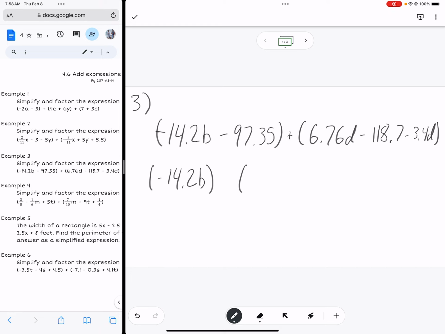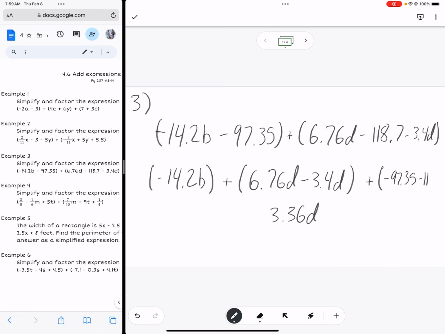Is it 3.36, and then you do 6.76 and then you subtract it? I see what you did. Yeah, but when you subtract it, what do you get? 3.36D, right? And at the end it's gonna be? You get 97.35. Negative 97. And then you subtract it.